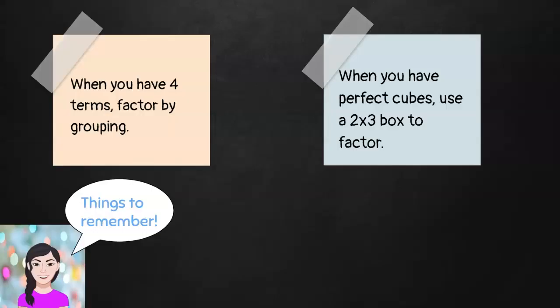So here are some things to remember. Whenever you have 4 terms, you are always factoring by grouping. And then when you see that you have perfect cubes, whether it's a sum or a difference of perfect cubes, you can use the 2 by 3 box to help you to factor.